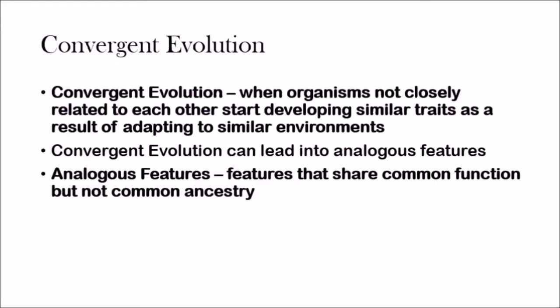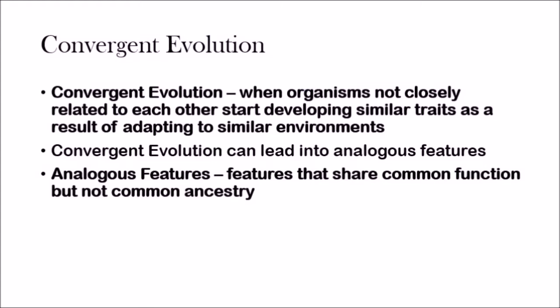Now, the other type of evolution is convergent evolution. Convergent evolution is when organisms not closely related to each other start developing similar traits as a result of adapting to similar environments. So even though these organisms don't have the same evolutionary background, because of natural selection, they're going to develop traits which are similar. And these features or structures which are similar are called analogous features. Analogous features share a common function, but not a common ancestry. So it's kind of like the opposite of a homologous structure.